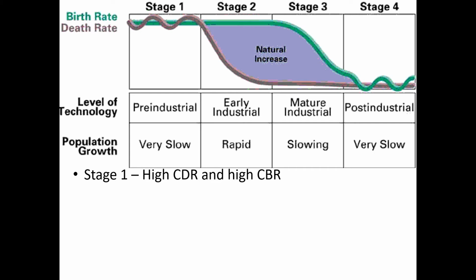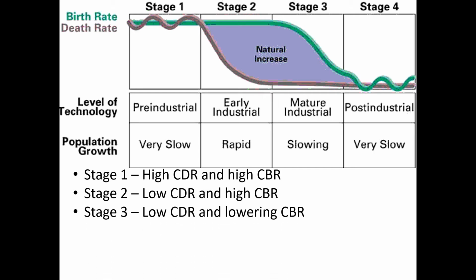Stage 1, high birth and death rate. Stage 2, low death rate, but still a high birth rate. Stage 3, death rate is still low, but the birth rate is now starting to decrease. And finally, stage 4, they're both low. So in 2 of these stages, you should be thinking there's not a whole lot of population growth, if any. And that would be, hopefully you can see, stage 1 and stage 4 end up having virtually no growth because the birth and death rates even out.